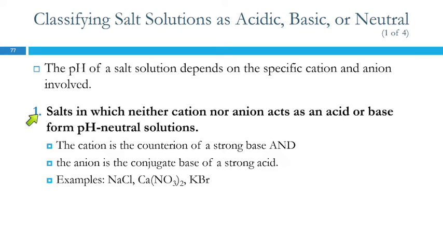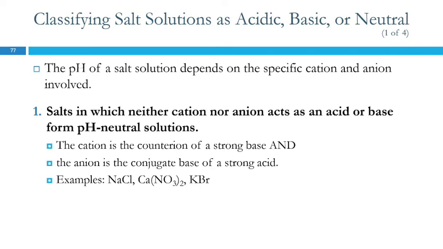So we can have a salt where neither of those acts as an acid or base. So this is going to be pH neutral. In this situation, the cation is going to be the counterion of a strong base, like lithium or something like that. The anion is the conjugate base of a strong acid. So these are examples.